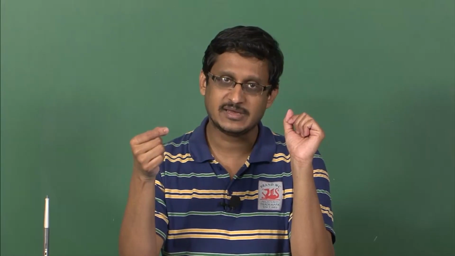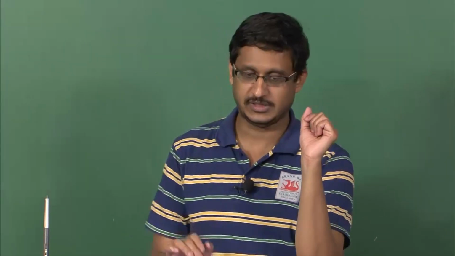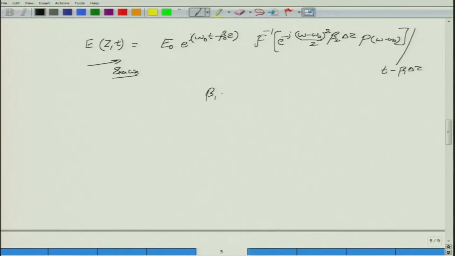Since omega by beta is the velocity, d omega by d beta is what we call the group velocity. So, beta 1 into delta z, or beta 1 into z in this particular case, will be z by Vg, where Vg is the group velocity. So, you have beta 1 as 1 by Vg, and beta 1 into z as z by Vg, which is denoted by tau g, and we call this the group delay.